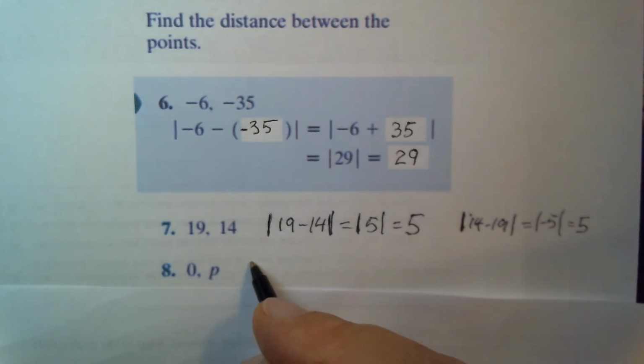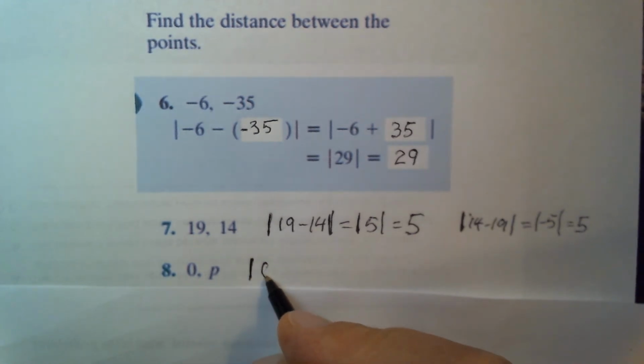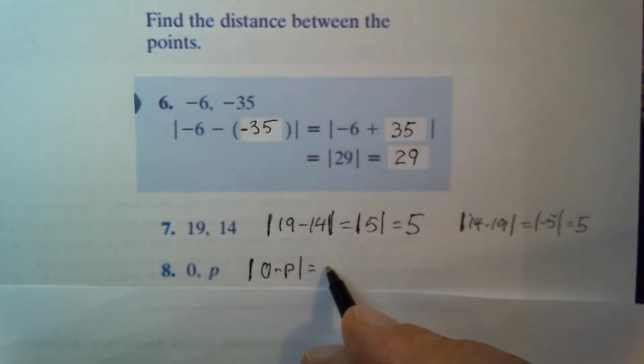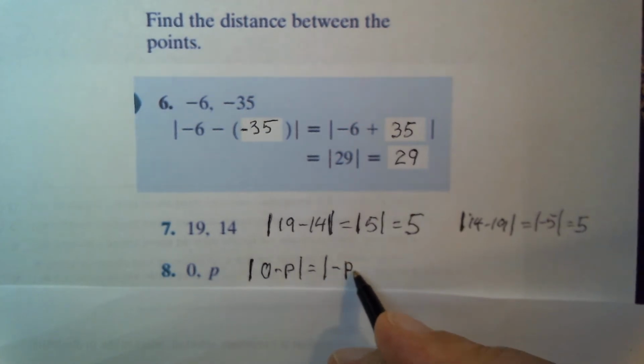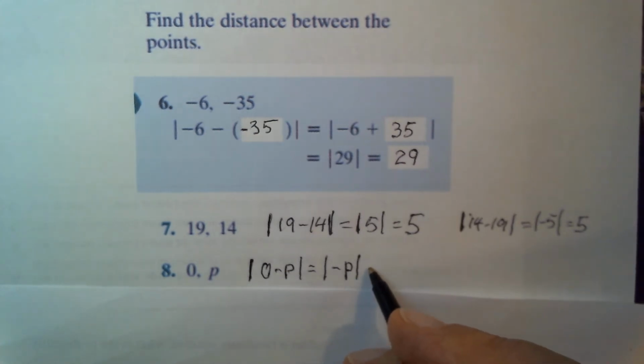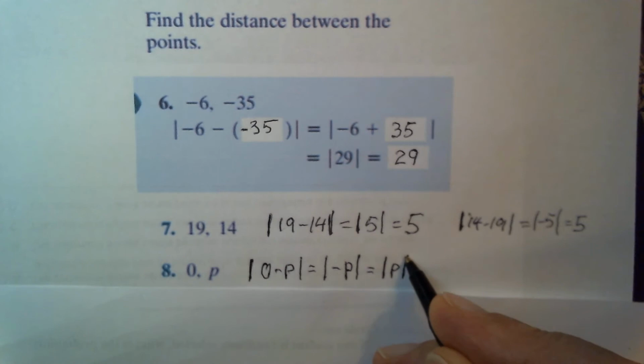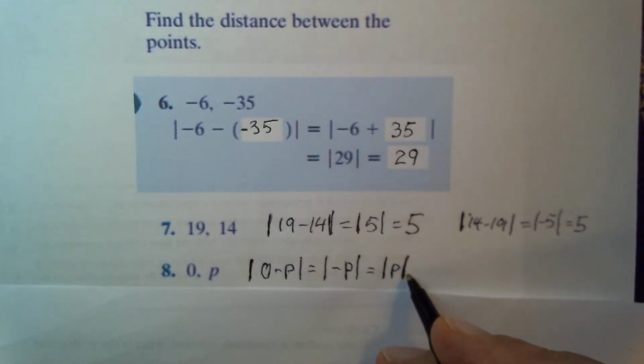And here the distance between 0 and p, where p is a real number, so 0 minus p would be the absolute value of minus p, and so that would be the absolute value of p. As we had seen before, the absolute value of a is the same as the absolute value of minus a.